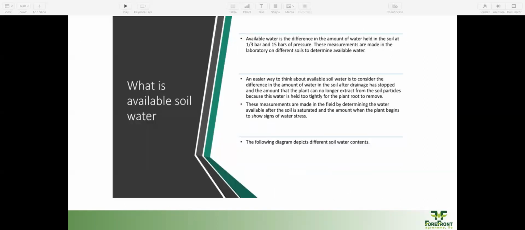So, switching gears a little bit, we've kind of talked about the atmospheric demand. Well, now we're gonna go down to the soil and spend a little time understanding what goes on in the soil. Whenever we talk about available water, the Webster dictionary version says that available water is water held in the soil between 1/3 bar, which is low tension, to 15 bars of pressure, which would be very high tension. These are made with laboratory tools and measured, and it's really kind of an in-depth process.